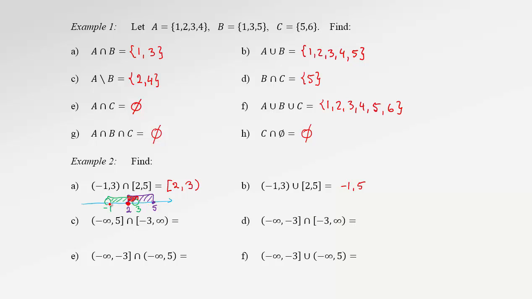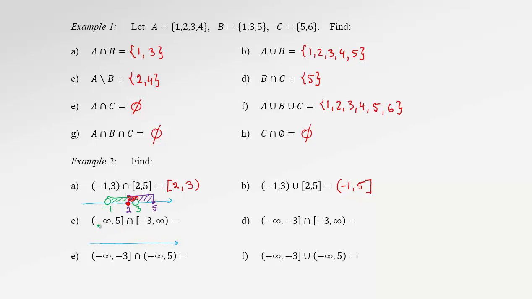Well, since -1 does not belong to the green, we need to use the round bracket. -1 is not in the union. However, 5 did belong to the purple interval, so we include 5. Half open, half closed interval. Okay, let's look at example C. You may want to try it on your own first.